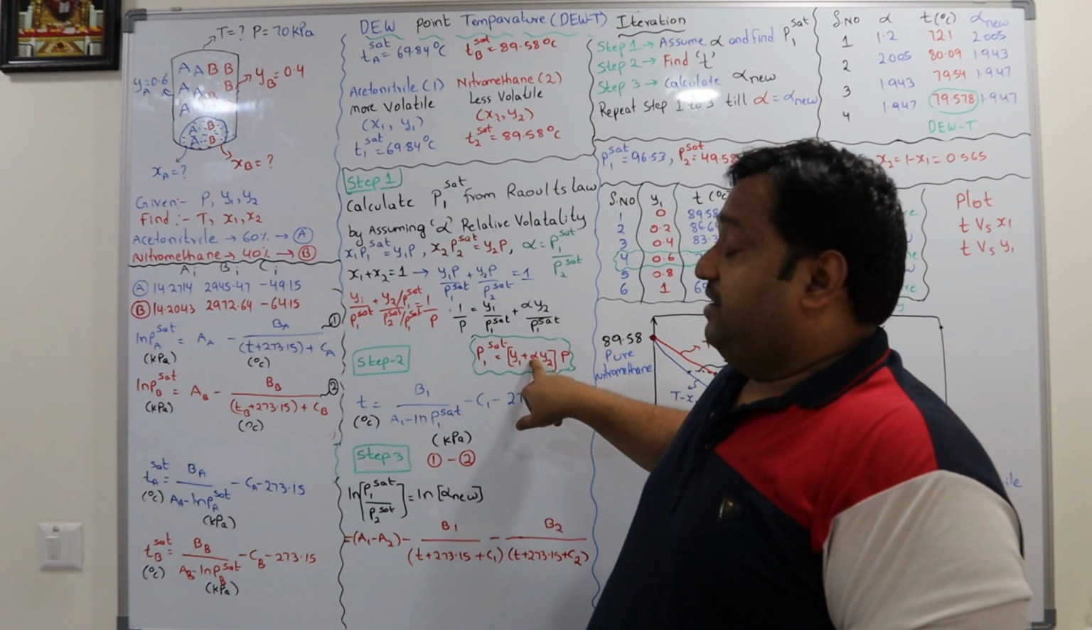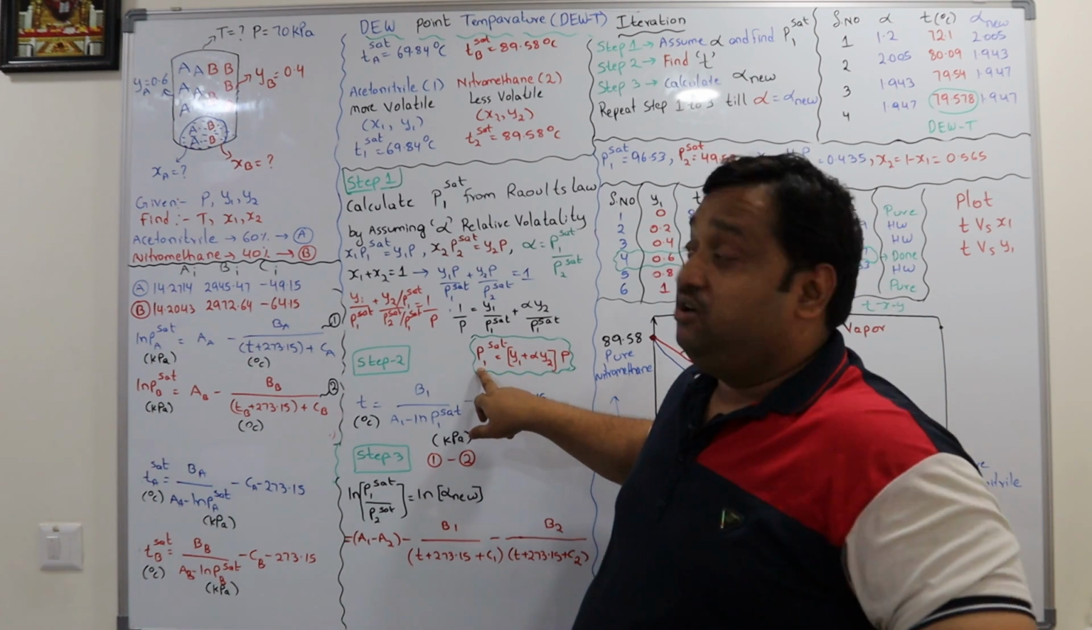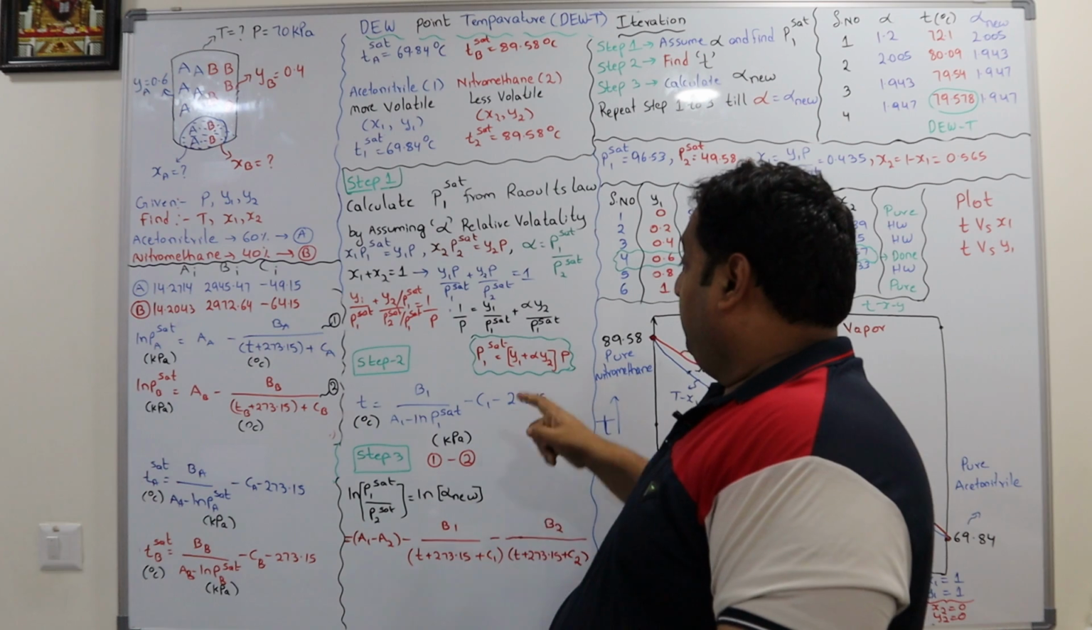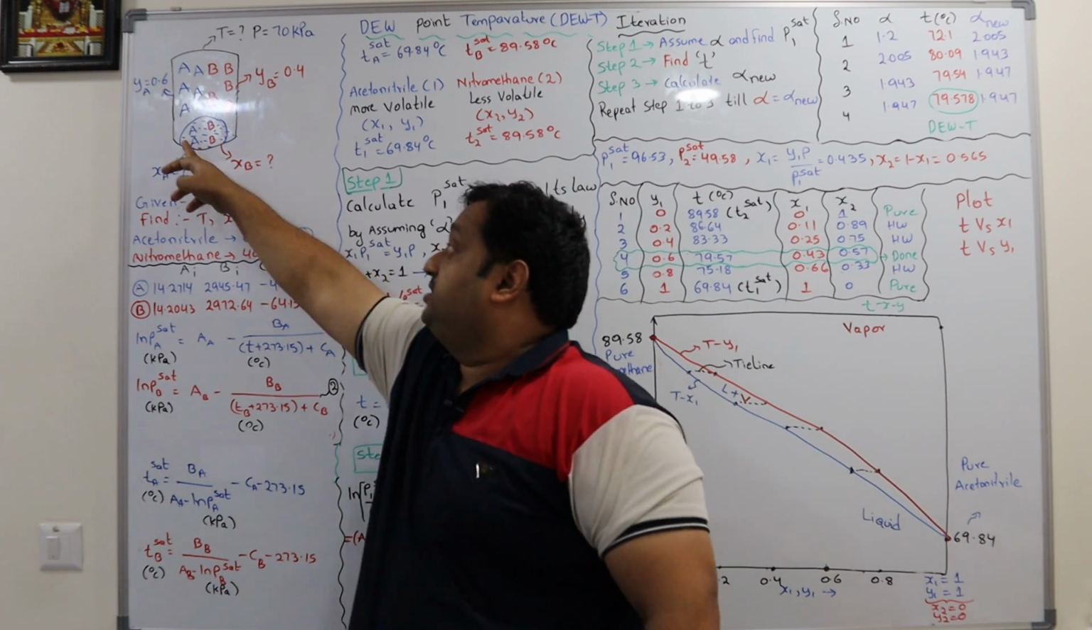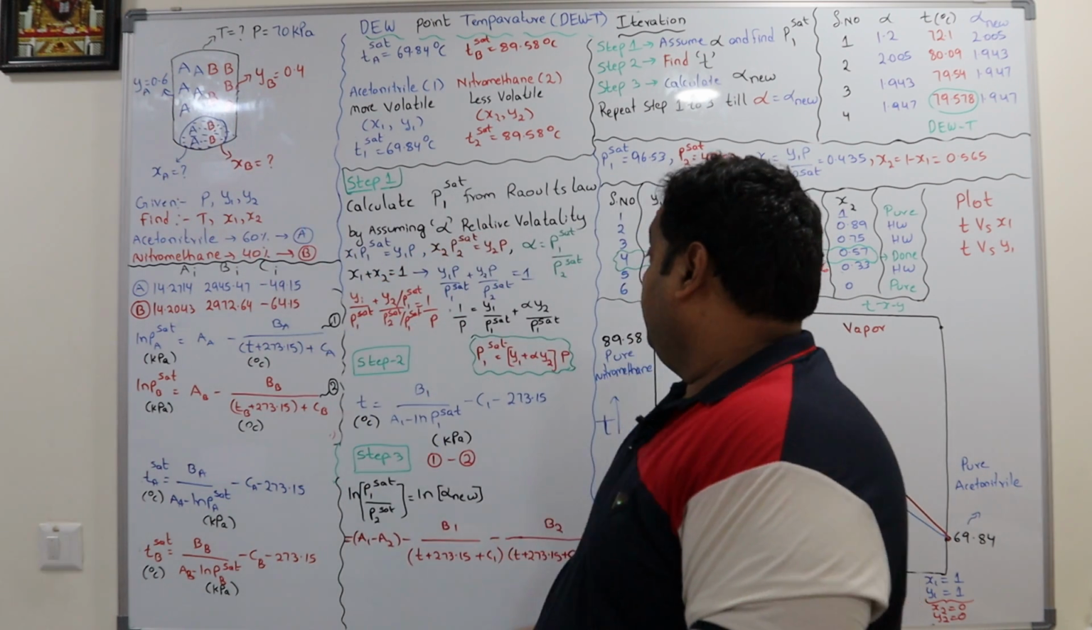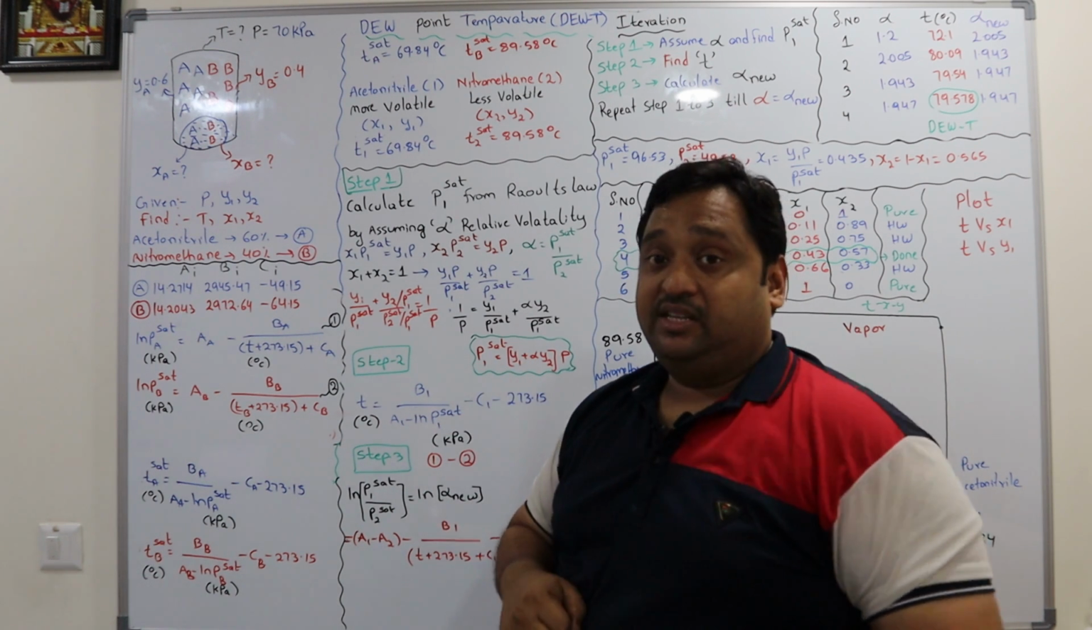So by assuming the alpha, you can calculate the P1 saturated now, which is the first step. You can assume alpha, you know y1 which is 60%, y2 is 40%. Then putting the values, you can get the P1 saturated. This is the first step.